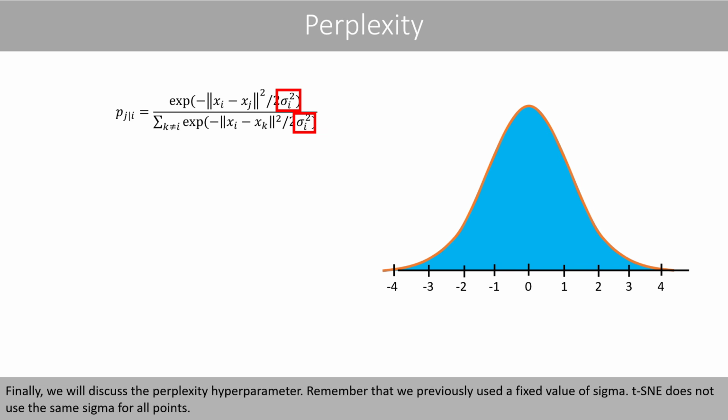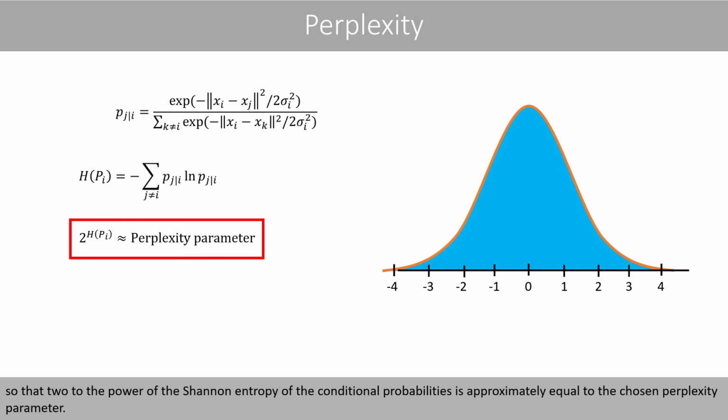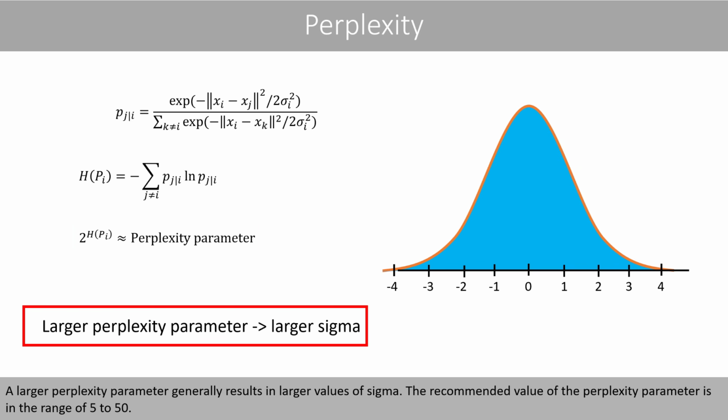Finally, we will discuss the perplexity hyperparameter. Remember that we previously used a fixed value of sigma. t-SNE does not use the same sigma for all points. So for each point, we find an appropriate value of sigma, so that 2 to the power of the Shannon entropy of the conditional probabilities is approximately equal to the chosen perplexity parameter. A larger perplexity parameter generally results in larger values of sigma. The recommended value of the perplexity parameter is in the range of 5 to 50.